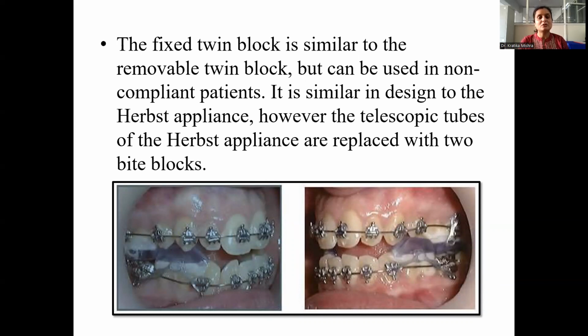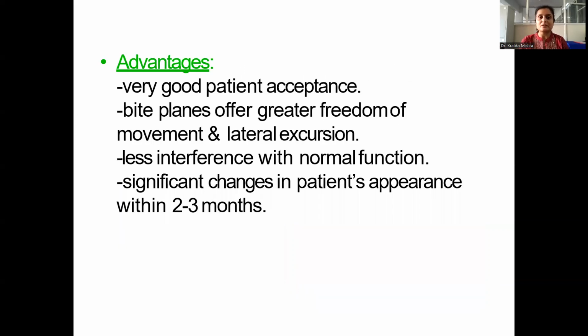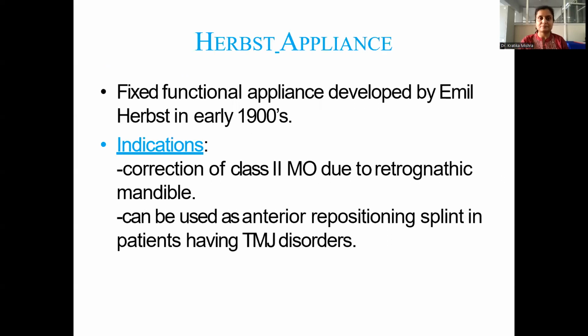It is similar in design to the Herbst appliance. However, the telescopic tubes of the Herbst appliance are replaced with two bite blocks. The advantages are very good patient acceptance. Bite planes offer greater freedom of movement and lateral excursion, less interference with normal function, and significant changes in the patient's appearance within 2 to 3 months.